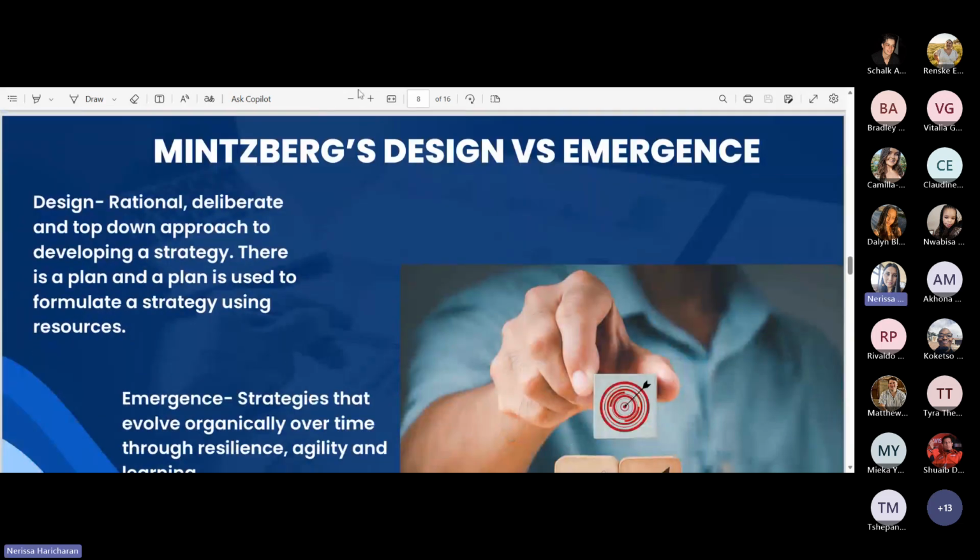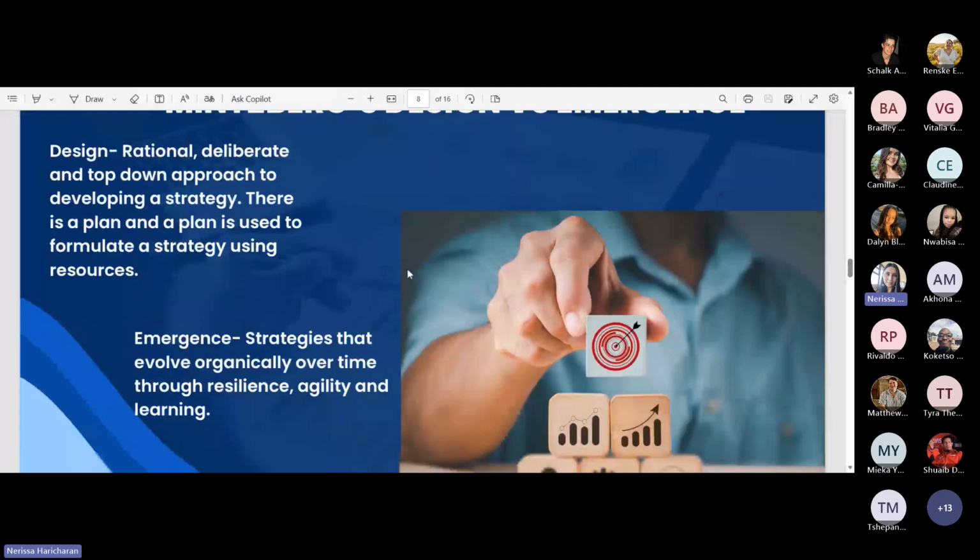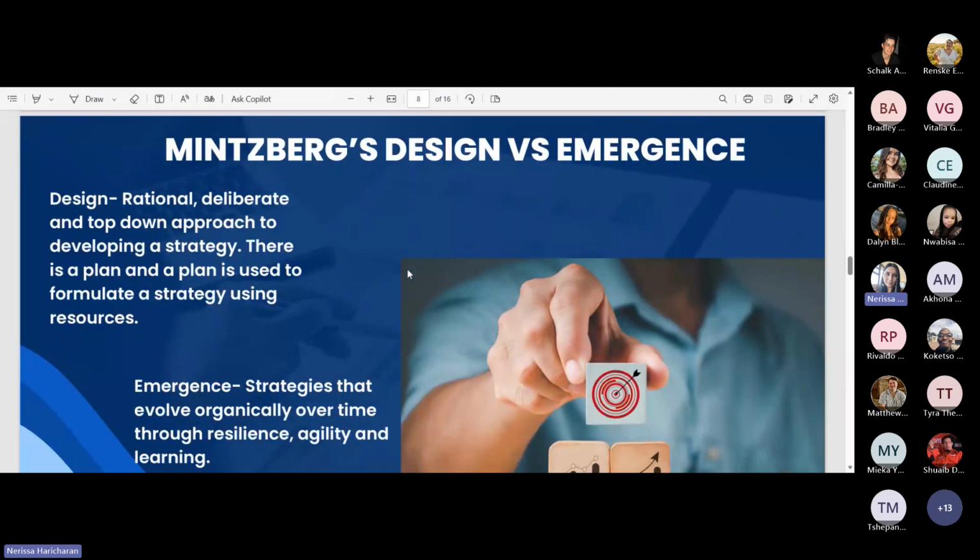Okay, so you'll see a little bit of change of slides, and that's because we are now slowly sliding into our next theme. And our next theme takes us directly into Mintzberg's design as well as the emergence of it. So the first thing, when we're talking about Mintzberg's design, is we want to look at the rationale behind it. Is it a sort of top-down approach to developing a specific strategy, or what is the plan? How do you best formulate it?